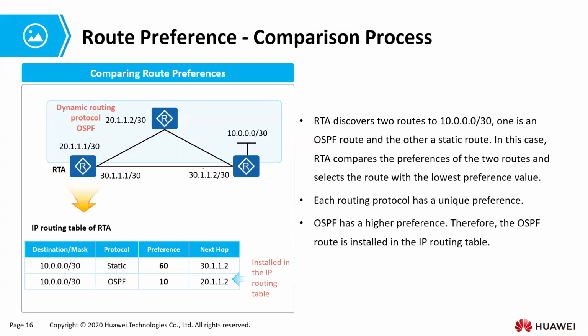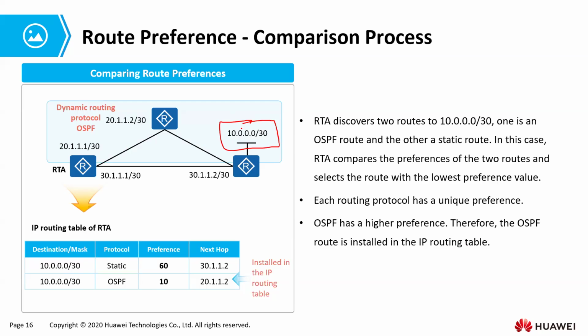Then on this one, we're looking at a more practical example now, comparing route preferences. So we have RTA, which has two routes to our network 10.0.0.0. If we are looking at RTA to get to this remote network, RTA discovers two routes. One is OSPF and the other is static. It compares the preferences. Each routing protocol has a unique preference. OSPF has the higher preference. Therefore, it will be installed.